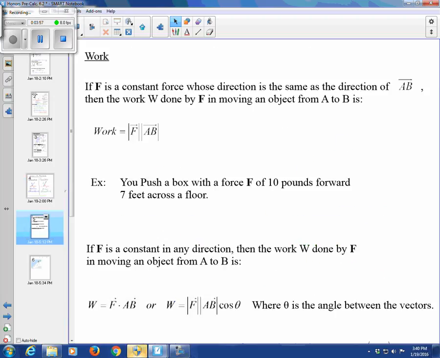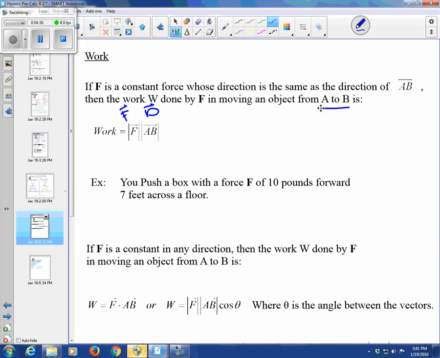The first thing we're going to use these two different types of vectors to define is work. And we say that if F is a constant force whose direction is the same as the direction of a vector AB, then the work W done by F, the force, in moving an object from A to B is given by the magnitude of the force times the magnitude of the vector AB. Now, the vector AB is representing a distance. This right here is a distance vector. And of course, our force is a force vector, right?